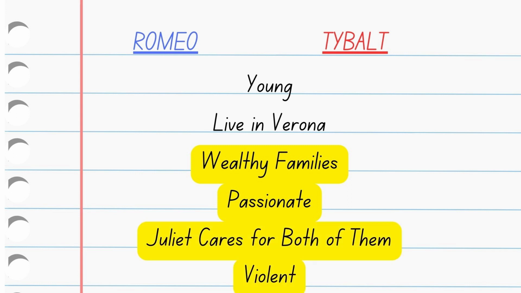The reason why I say these are patterns is because well-off families and Juliet caring for both of them work really well together, right? Because Juliet has a family connection to each of them, Tybalt being her cousin, Romeo being her husband. You also have passion connecting to Juliet caring for both of them, because passion and caring, and then obviously passion and violence go together. So we're starting to see some patterns form here.